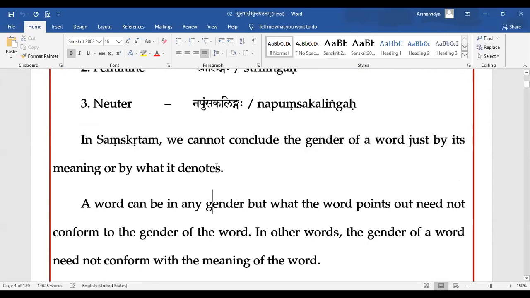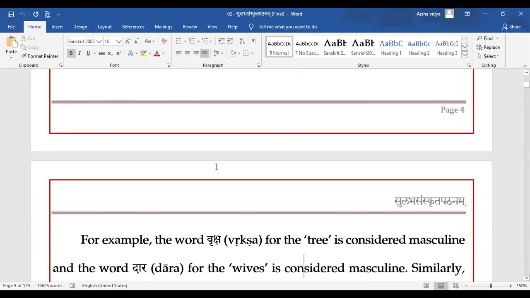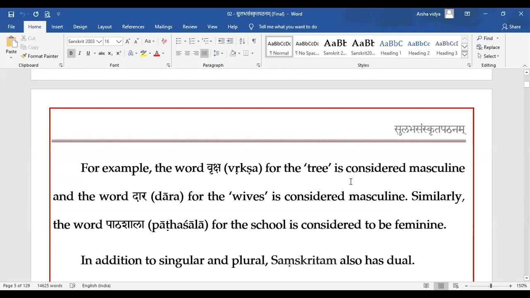A word can be in any gender, but what the word points out need not conform to the gender of the word. That is, in other words, the gender of a word need not conform with the meaning of the word. This is from our English knowledge of what gender means. Okay, already explained this. Now, the example I'm giving here. For example, the word vriksha for the tree is considered masculine.